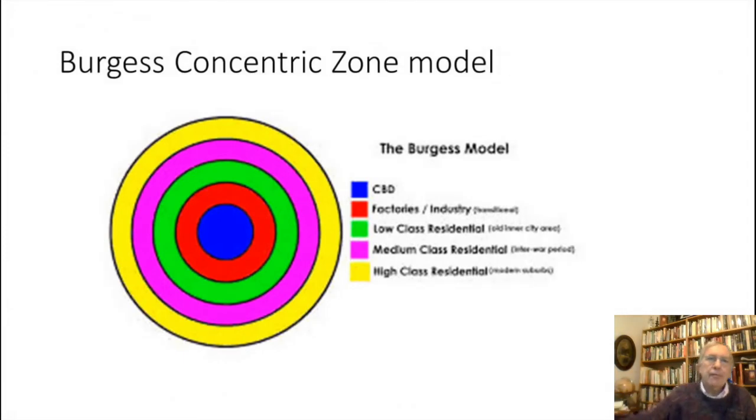The Burgess concentric zone. The concentric zone means rings. Concentric means rings. It has a central business district in the middle, in the center. All these models have a central business district. It's the same thing we call downtown. It might be a small downtown like Zanesville downtown, or it might be a big downtown with skyscrapers and so on.